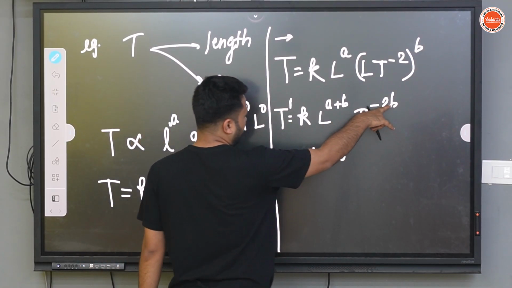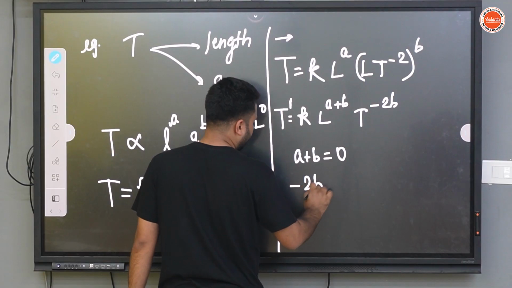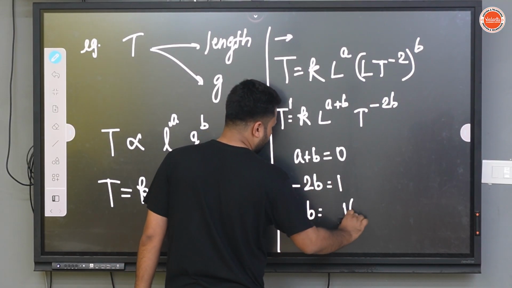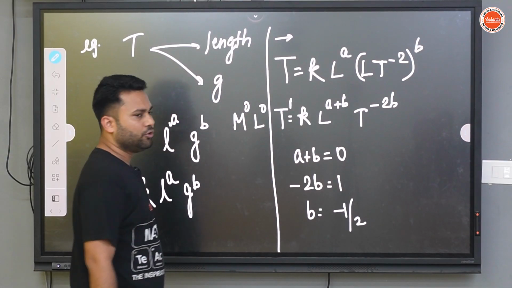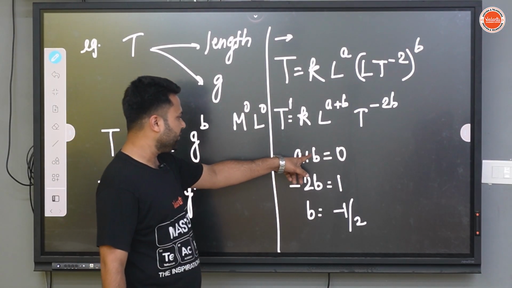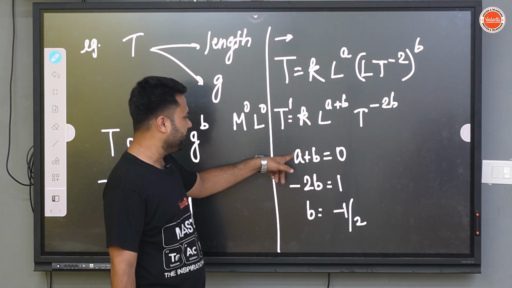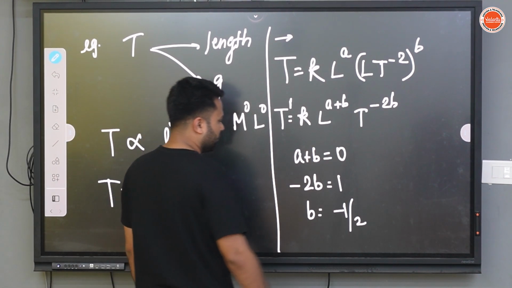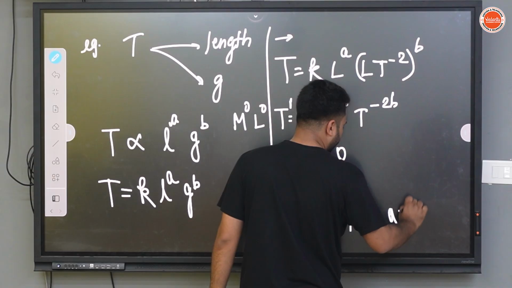Time 1, time minus 2B. So here minus 2B should be equal to 1. So B should be equal to minus 1 by 2. Now if I substitute B equals minus 1 by 2, A will be what? 1 by 2, because 1 by 2 minus 1 by 2 will be 0. So from here A becomes 1 by 2.